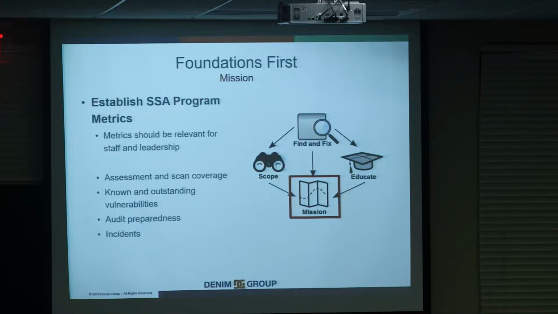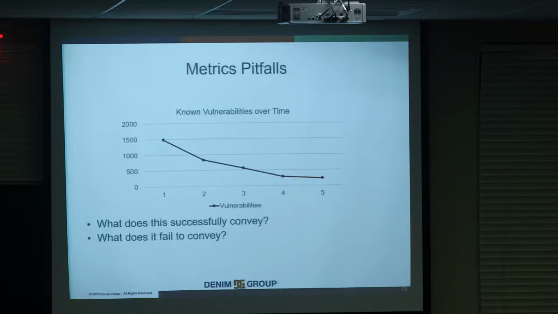So I'll just make a quick point about metrics since we're running a little bit low on time. This is the most common metric we'll see that security leadership gives to the executives. Because, hey, I had a lot of vulnerabilities and now I have fewer vulnerabilities. What does this fail to convey? Risk. This does not account for risk, right?